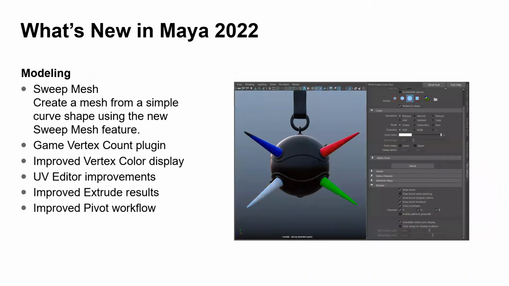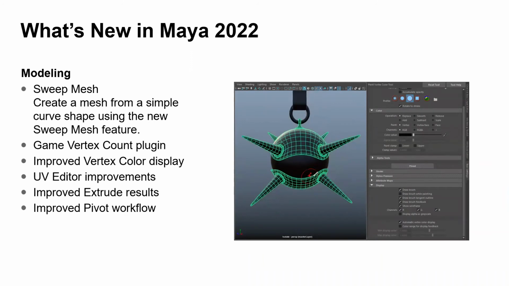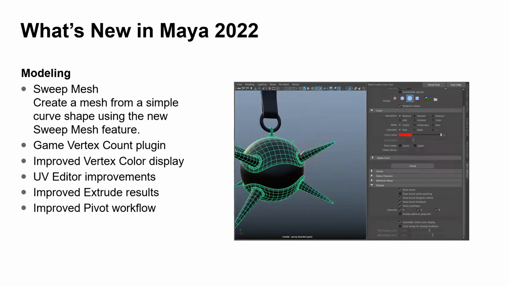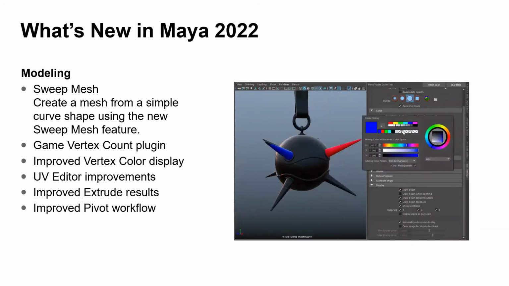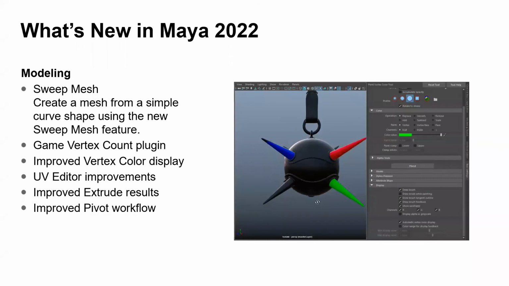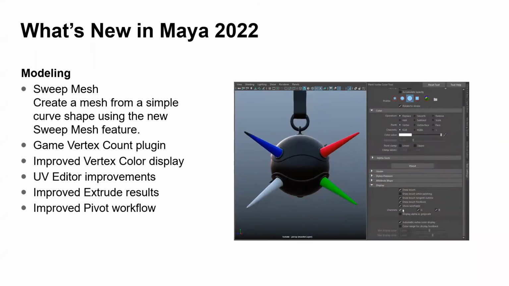And also very important in game workflows, vertex coloring. So there is a better improved vertex color display in Maya available. So as soon as you start painting your vertices, you immediately get the effect in the viewport. And in the attribute editor, you can decide which channel do I want to see. So the RGB channel is available.